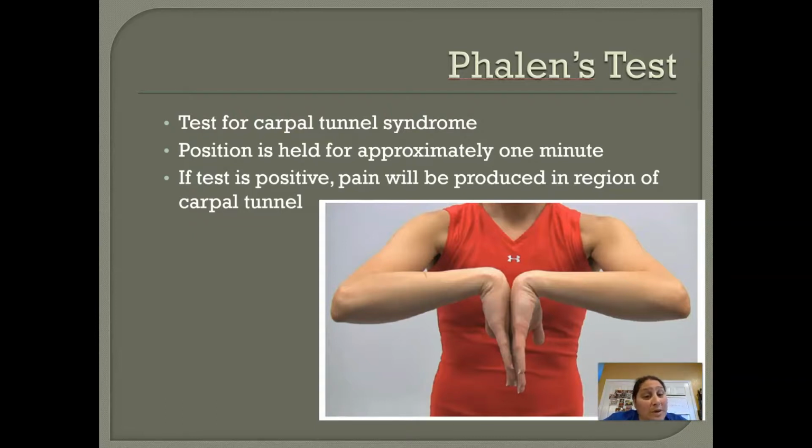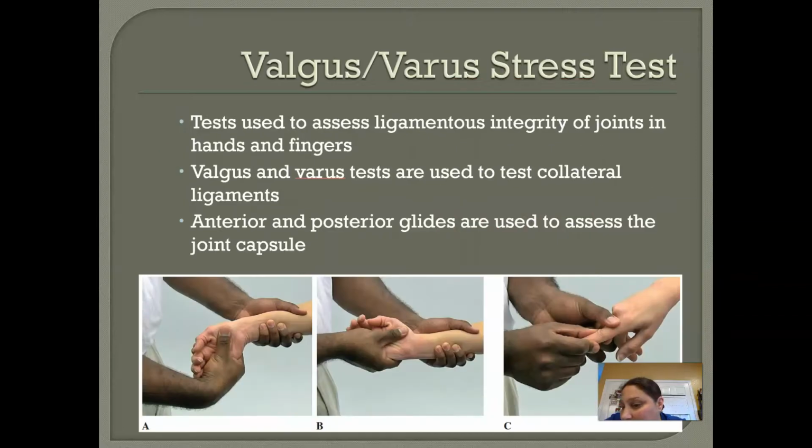Pain will be produced in the region of the carpal tunnel, and we're finding that a lot more with people that don't have ergonomically correct workstations, specifically at their computers, and don't have that little wrist rest. And then for the wrist, hand, and fingers, we again have the valgus and varus stress tests that are testing different collateral ligaments.